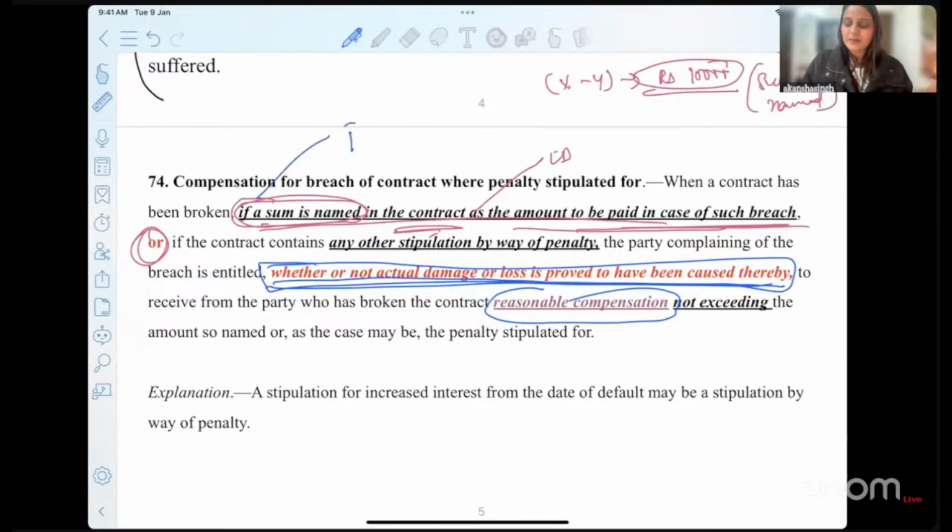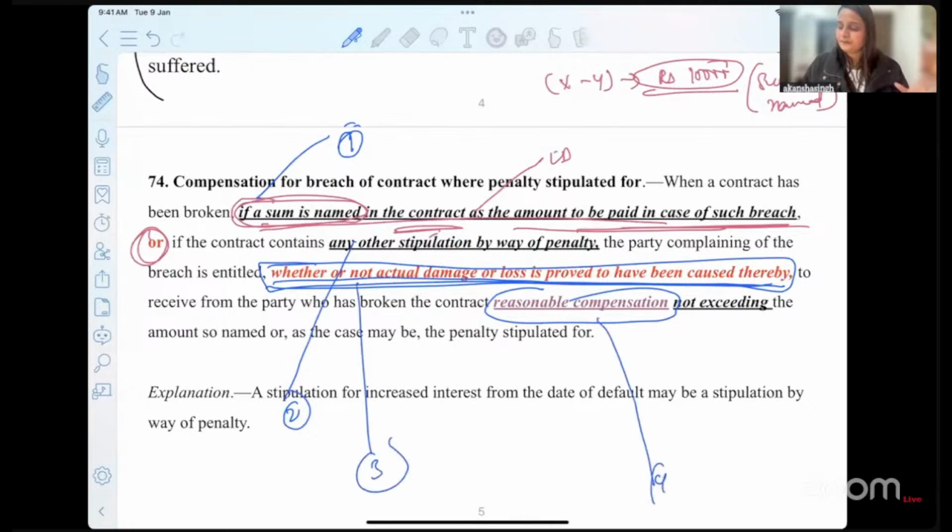So when I read my bare act, I try to find out what different topics and what different questions can be asked from this particular provision. This is one thing, this is second, this can be third, and this can be the fourth one. The fourth one is a reasonable compensation not exceeding the amount so named. So first, if you have put rupees 10,000, can the court pay you 12,000? That is the first question that should come to your mind.